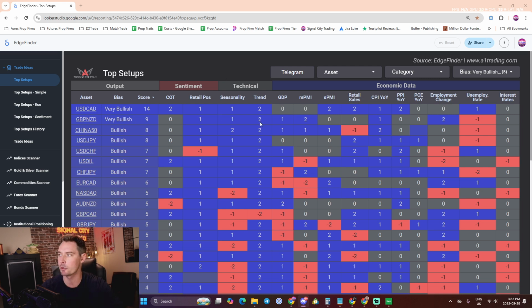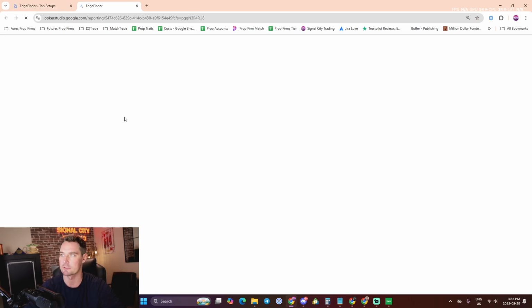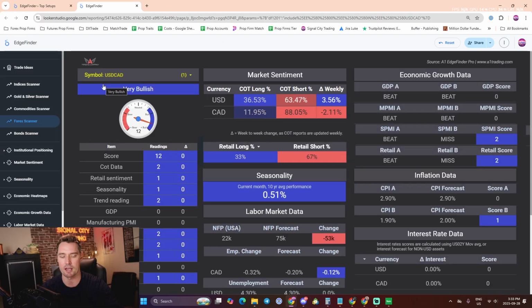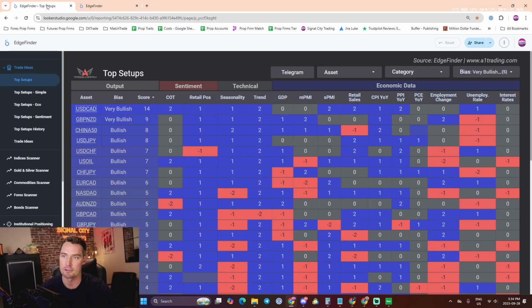Okay, so USDCAD is the most bullish. So basically, guys, if you don't know what this is, it's the Edgefinder. What it does is it takes all of the most recent economic data reports and gives a bullish or bearish score for the asset. So for USDCAD, it'll take all of the economic data reports for the US and Canada, compare them, and give it either bullish or bearish depending on which is stronger. Obviously the US dollar is crushing the Canadian dollar right now in terms of economics, far more than any other asset.